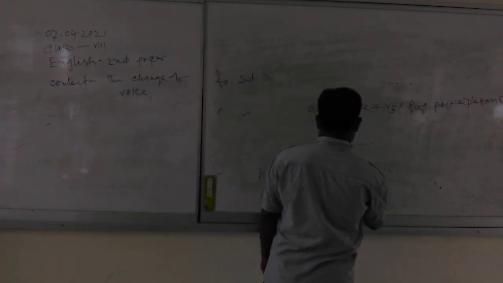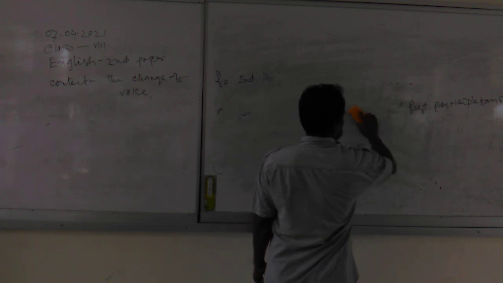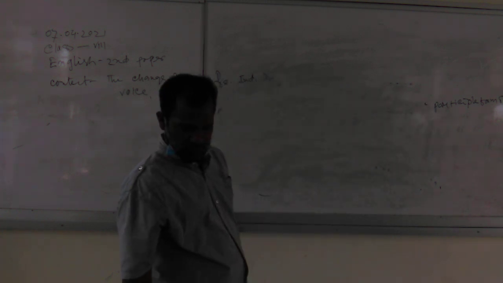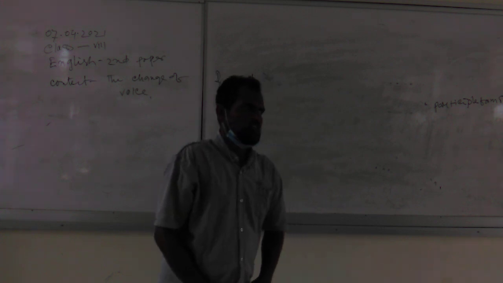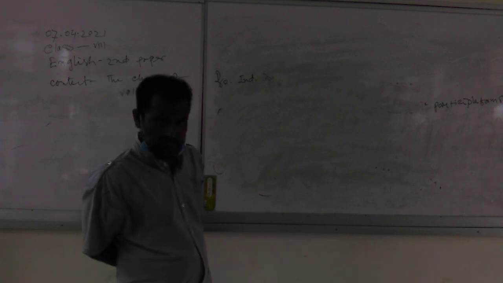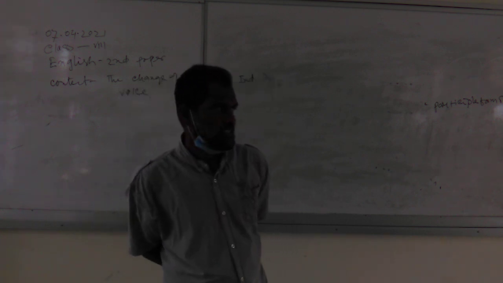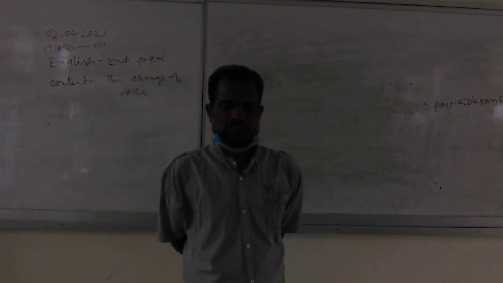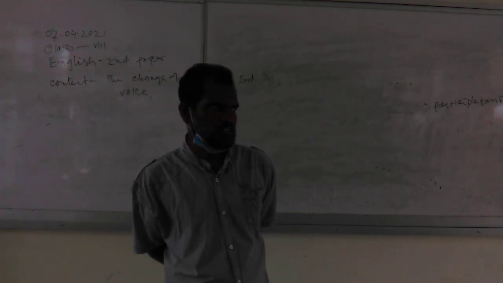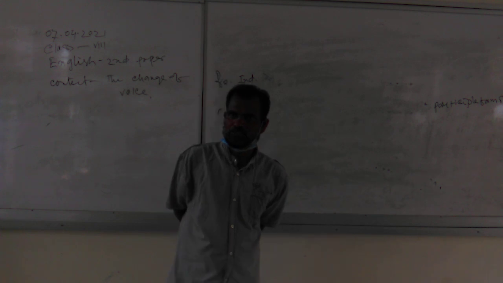Now I am going to another tense, that is present continuous tense. How to make passive voice from present continuous tense. You all know that the structure of present continuous tense is subject plus am/is/are plus verb plus ing plus object or extension.